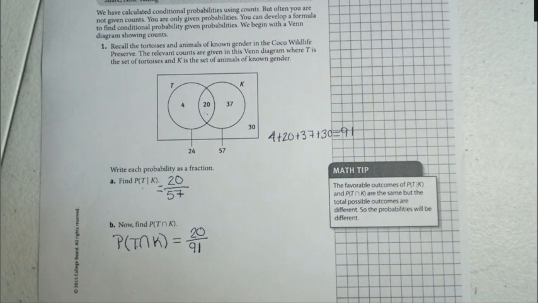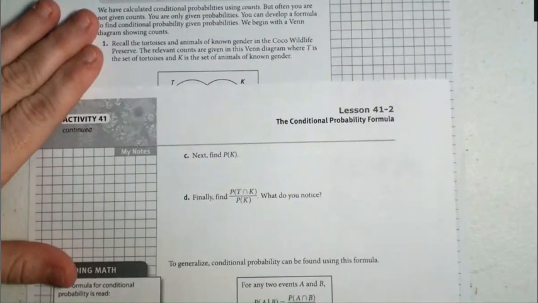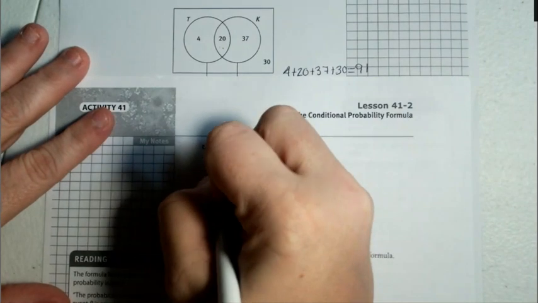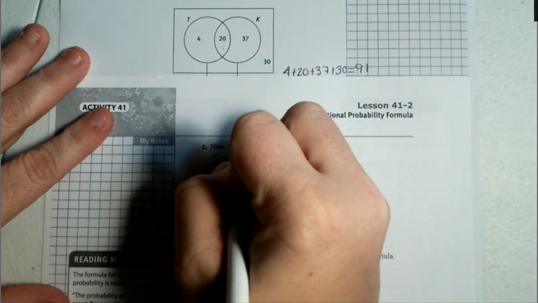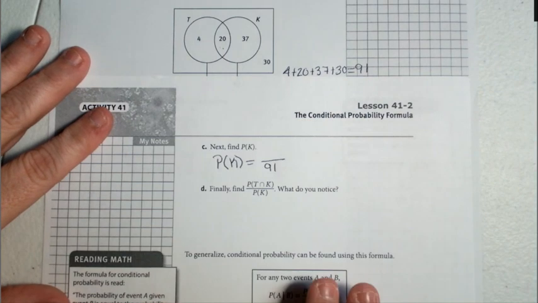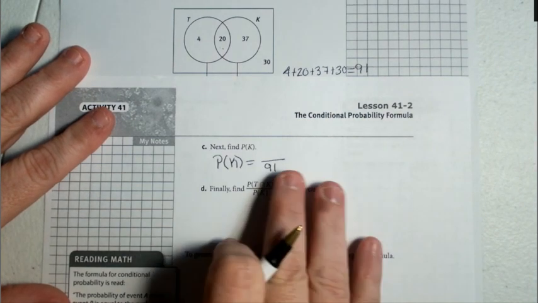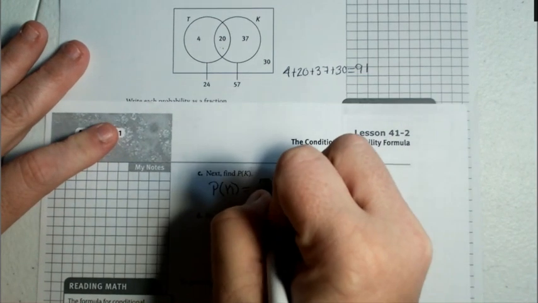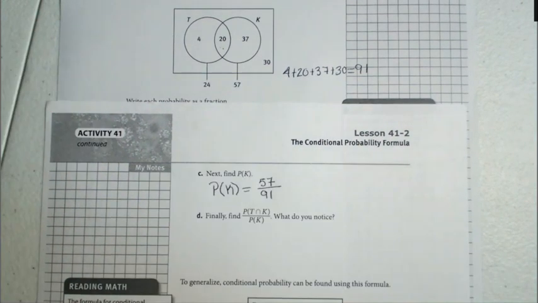Let's flip to the next page. The next page says, find the probability of K. Well, the probability of K is, we have 91 total animals at the preserve, and of known gender we have 57. So this would be 57 over 91.